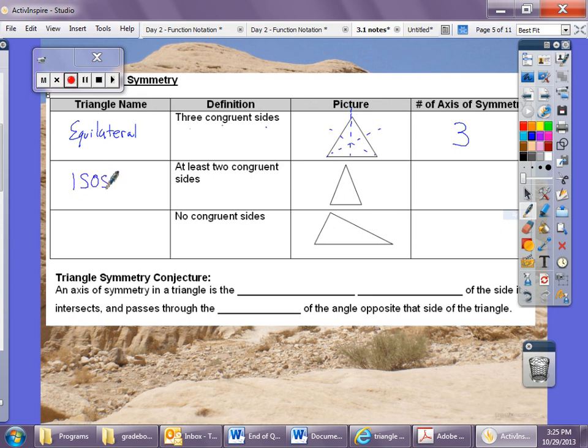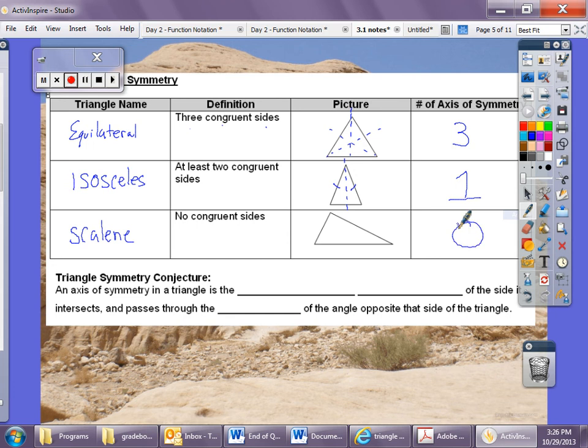We have an isosceles triangle, has 2 congruent sides, so this side is congruent to this side. This has 1 axis of symmetry. And then the last one is scalene. There's no congruent sides, and this has 0 axis of symmetry.